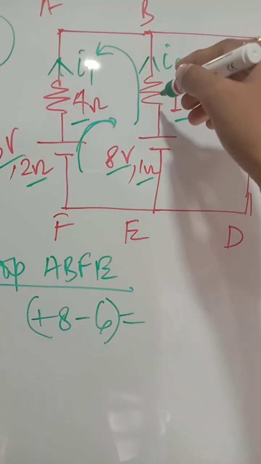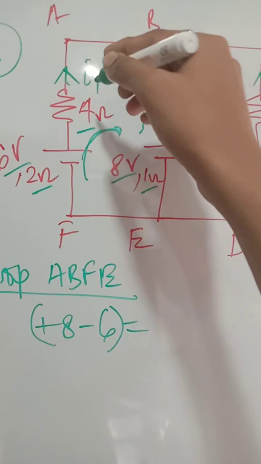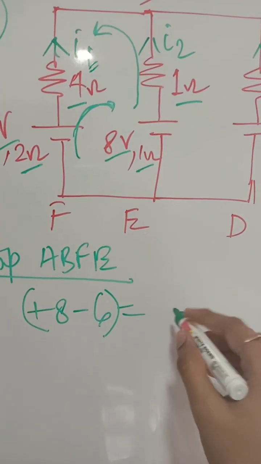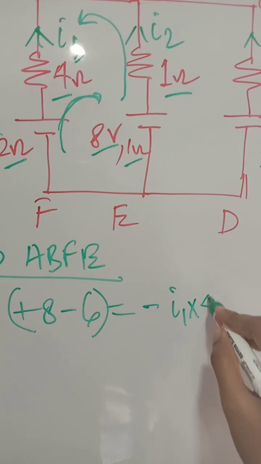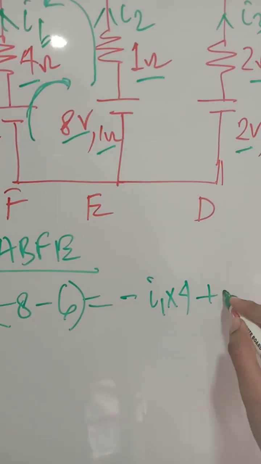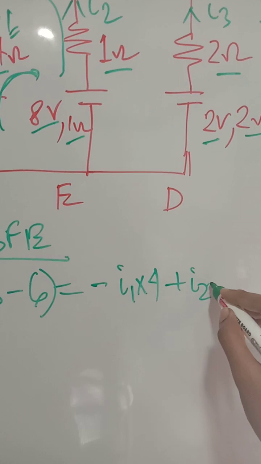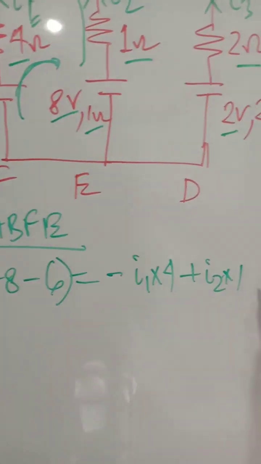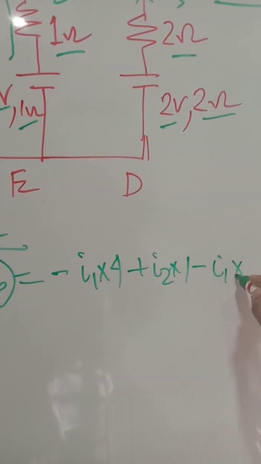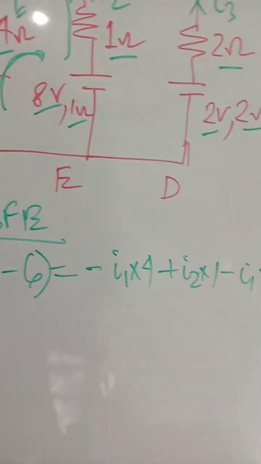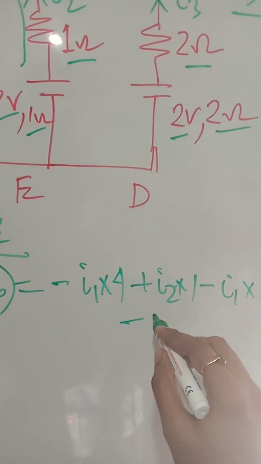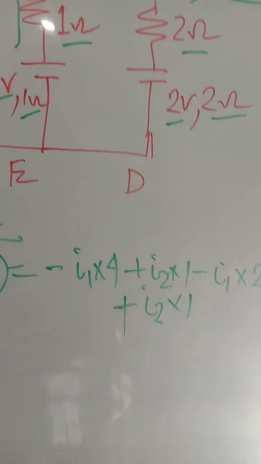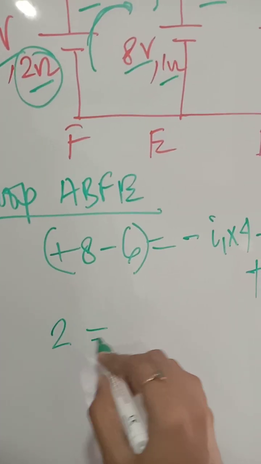Next, the direction of current. I1 is negative because of the clockwise direction, so minus I1 into 4. Next, plus I2 into 1 because of the anti-clockwise direction. Here you have 2 ohm internal resistance, that's why I1 into 2, because current also goes through the internal resistance. And next, I2 into 1, plus. This is the equation for loop ABFE.